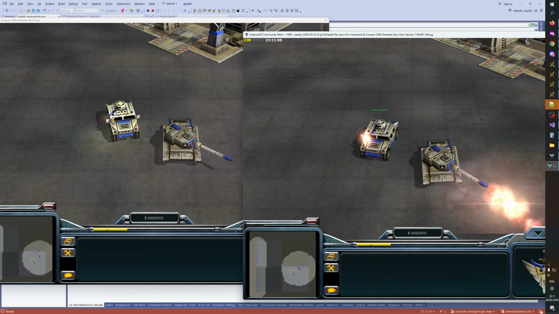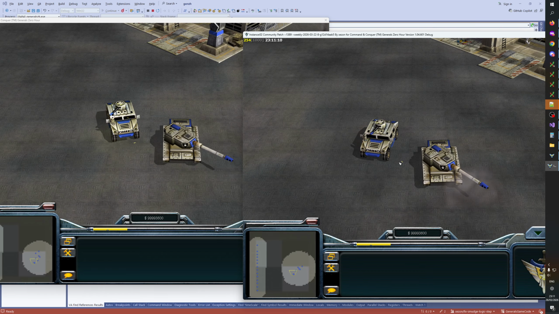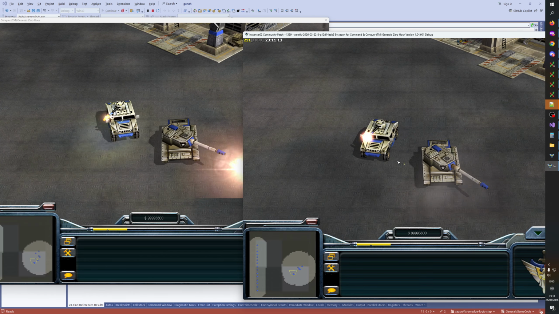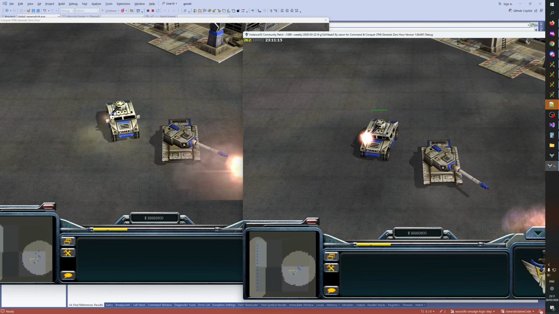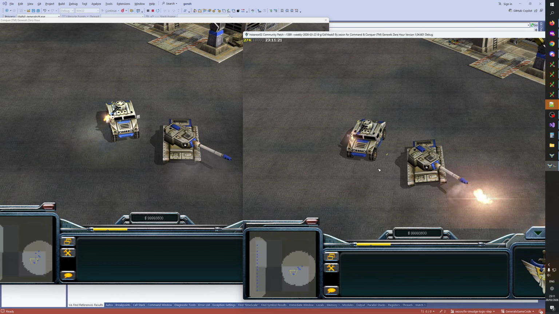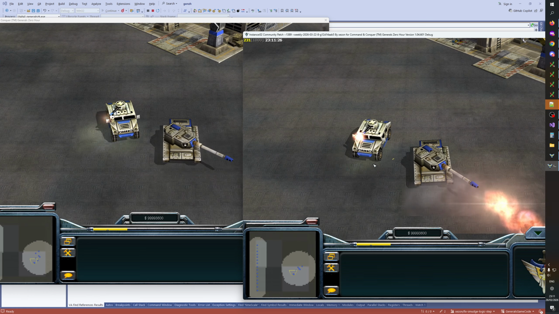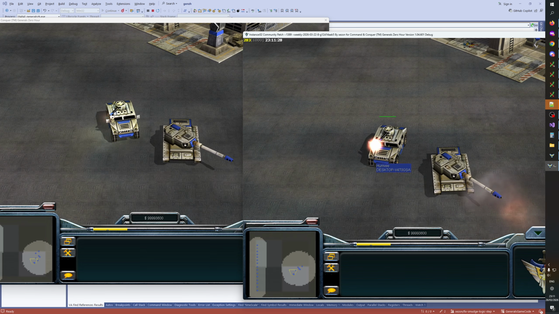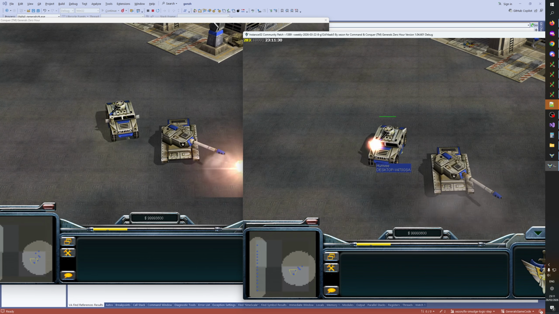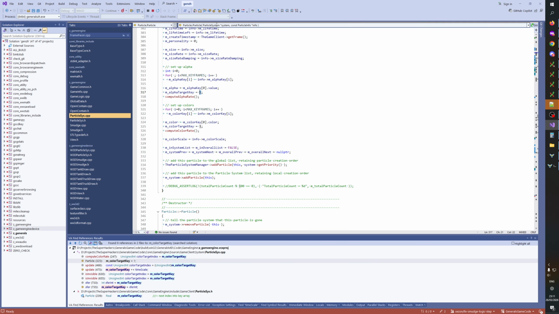I like the bullets. You can now see how smooth the bullets fly. That's pretty cool. Yeah, I like that. Looks really smooth now. Okay. Right now I have no idea why this is happening.